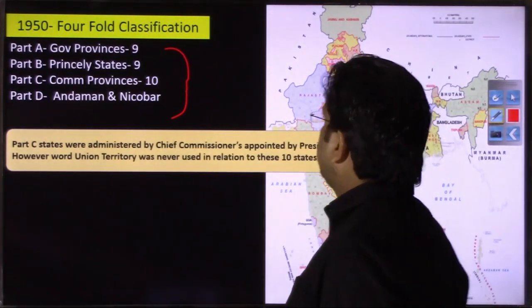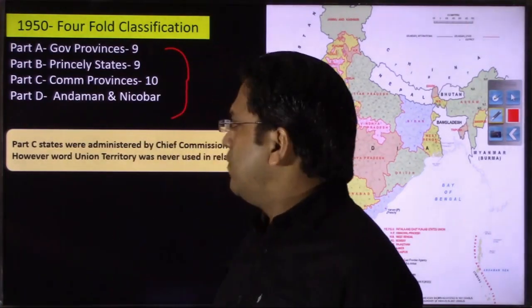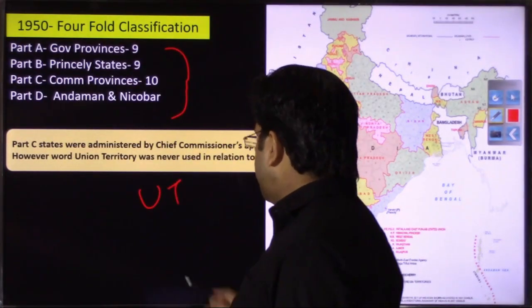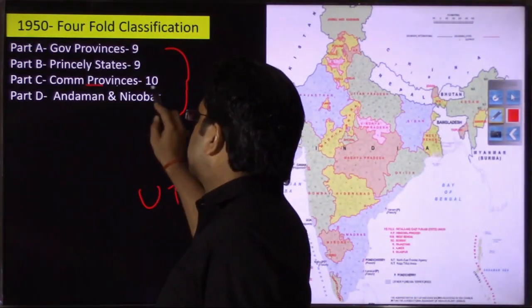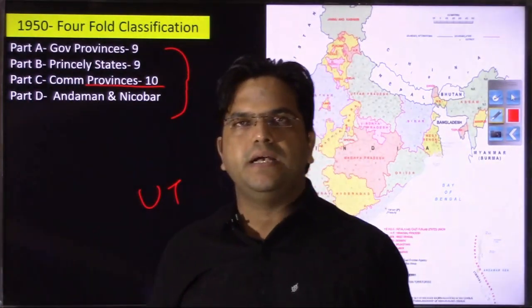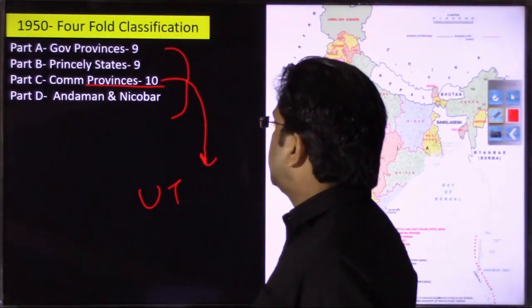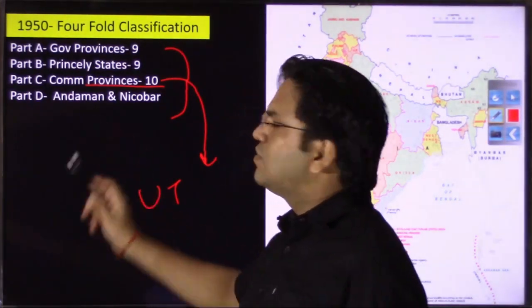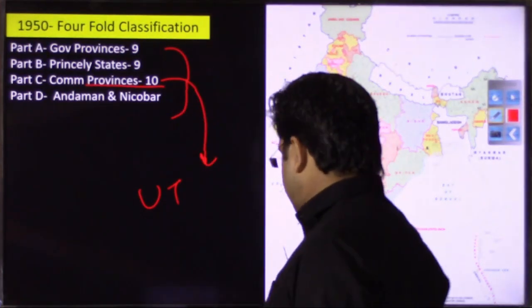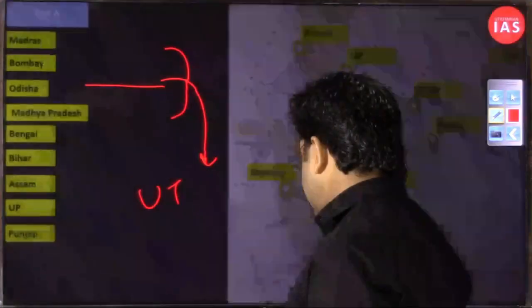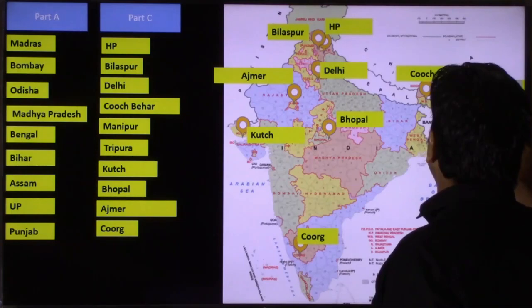At the time of independence we did not have union territory. Rather, what we had was Part C, that is commissioners' provinces, and these commissioners' provinces can be indirectly called union territories. Let us try to understand how these 10 political entities lying in Part C of the Indian Constitution were being ruled. Let us first understand what those 10 commissioners' provinces were, and thereafter discuss how they were being ruled.